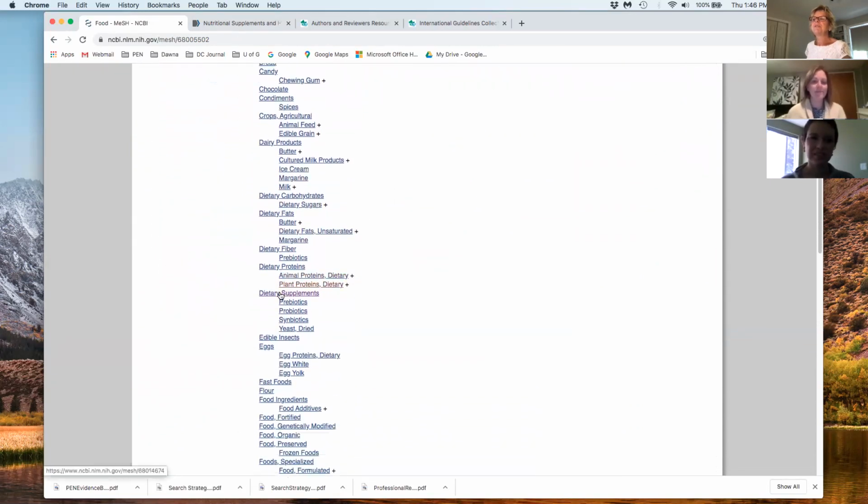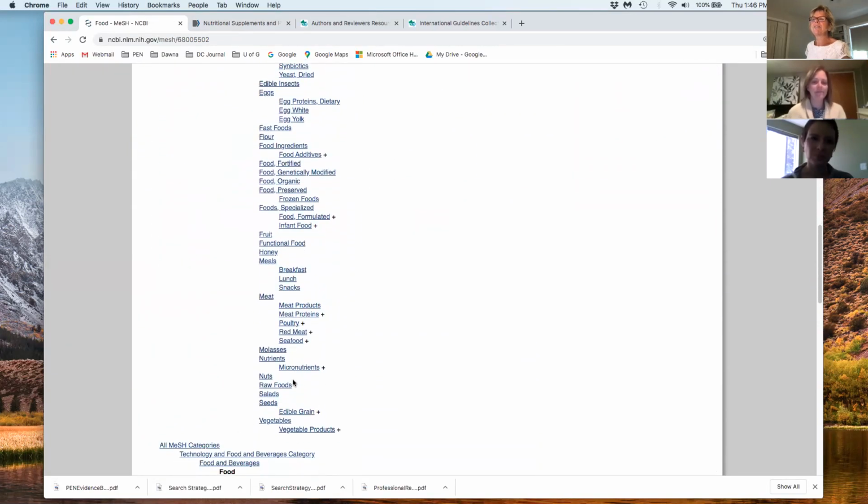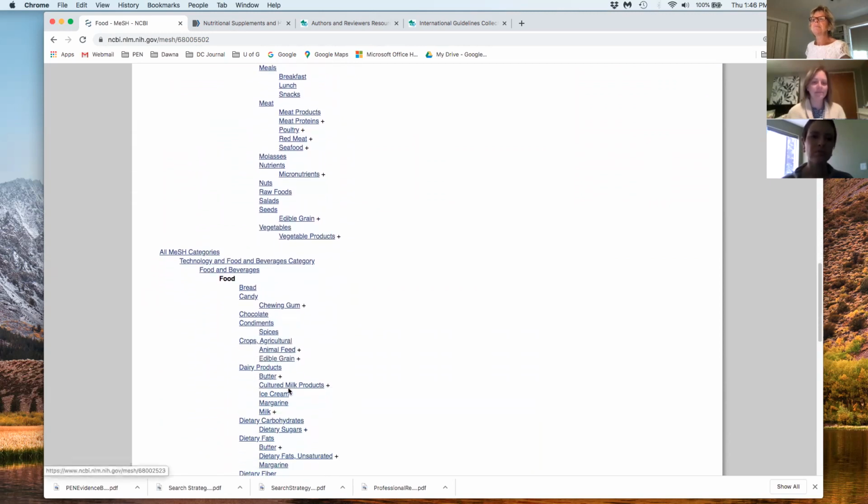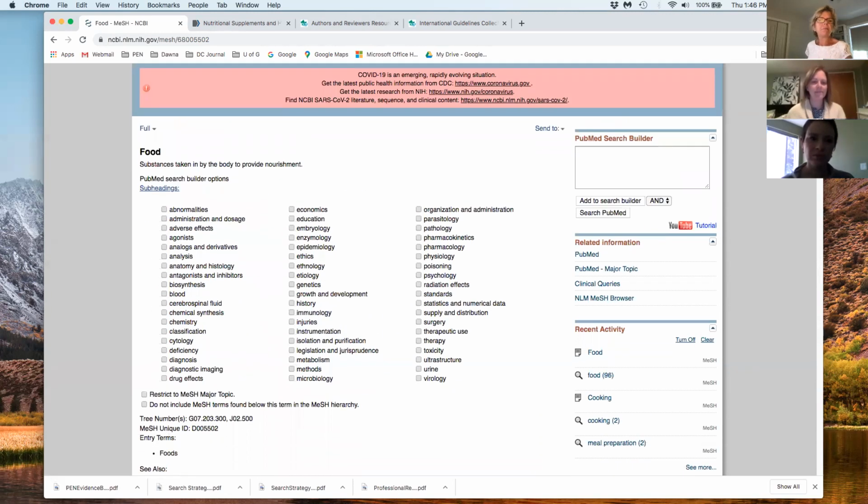A variety of food sources. I'm just looking at everything that's captured under food, but it's not really the food, the meal preparation aspect of it. Right.